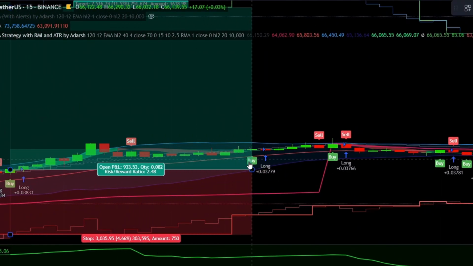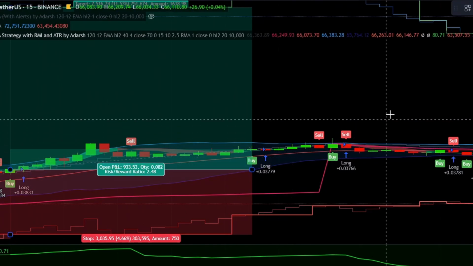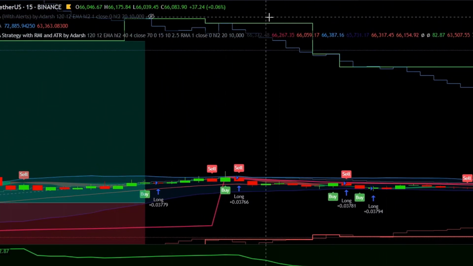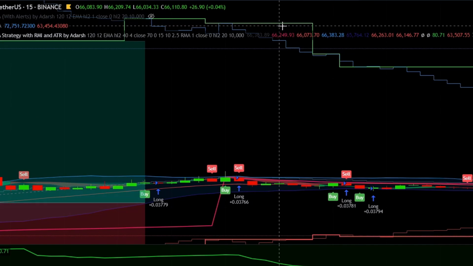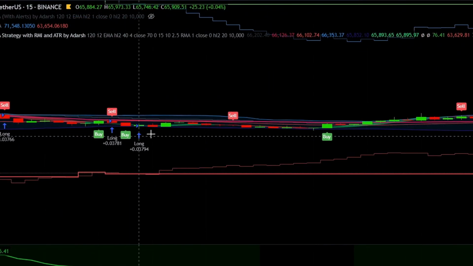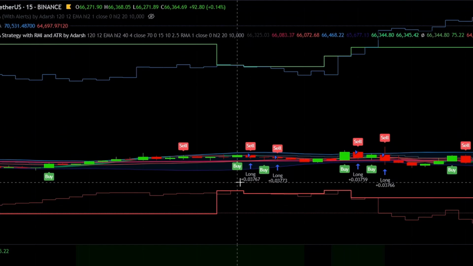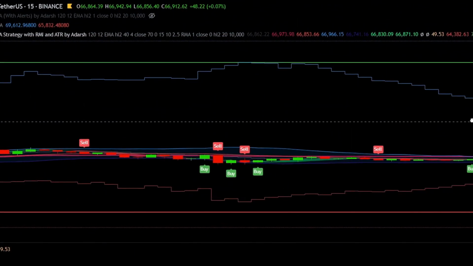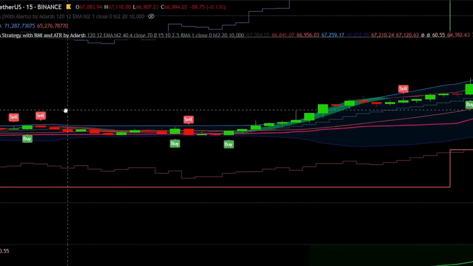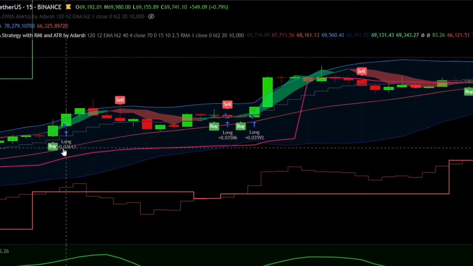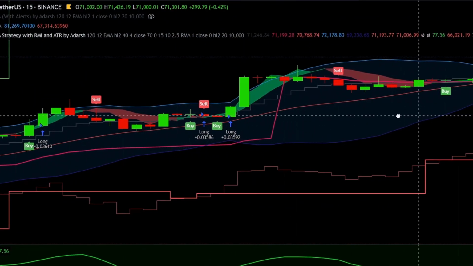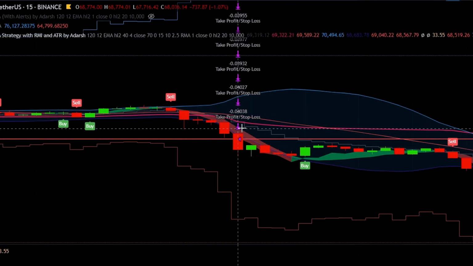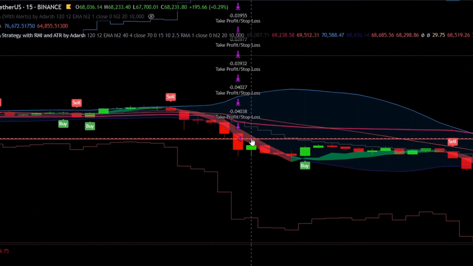Moving on, we have more valid entry signals, one right here, then we have another here, and the stop loss and take profit levels are constantly getting updated. We also have a few here, some more here and here. One more here and 2 more here. And finally, the last stop loss got hit right there.